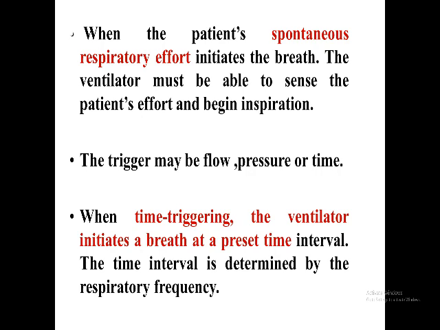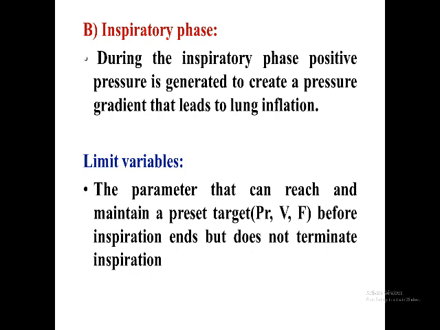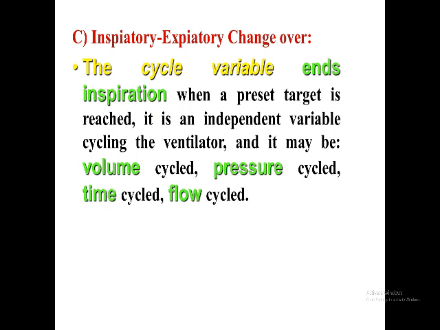In time triggering, the ventilator initiates the breath at a preset time interval, and the time interval is determined by the respiratory frequency, which is the IE ratio. Inspiratory phase. During the inspiratory phase, positive pressure is generated to create a pressure gradient that leads to lung inflation. Limit variable: the parameter can reach and maintain a preset target like pressure or volume or flow before inspiration ends but doesn't terminate inspiration.